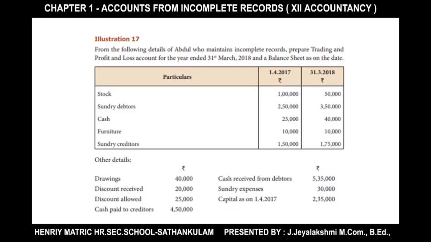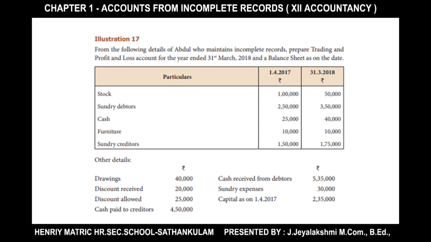Now we are going to see illustration 17. See here, from the following details of Abdul, who maintained incomplete records, prepare the trading and profit and loss account for the year ended 31st March 2018 and the balance sheet as on that date. In the previous illustration, we calculated only the bills receivable account, total debtors account, bills payable account and total creditors account. What they asked, we calculated. Now, because of lack of information, they ask us to prepare more.